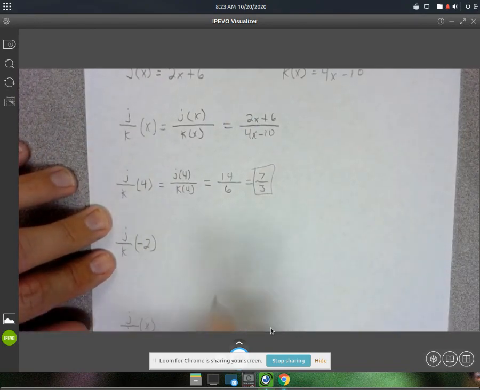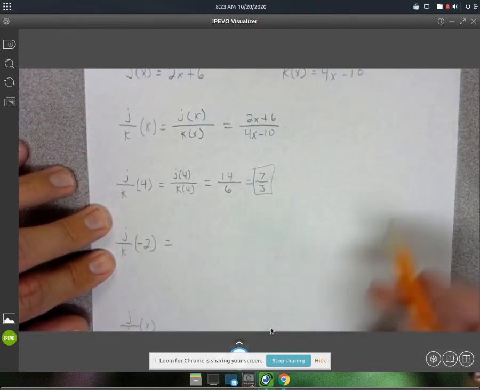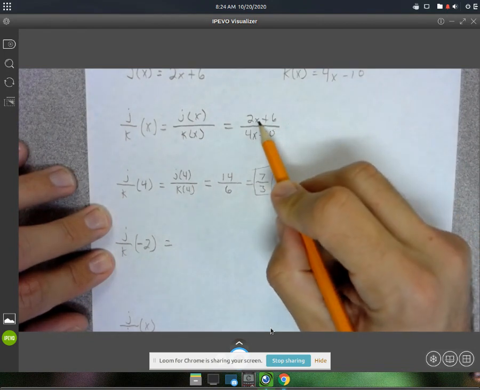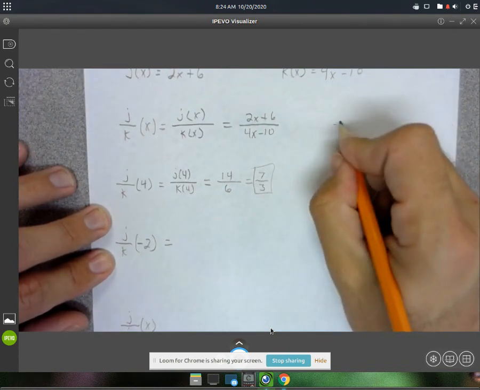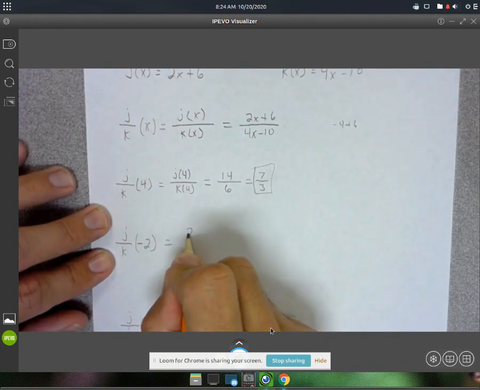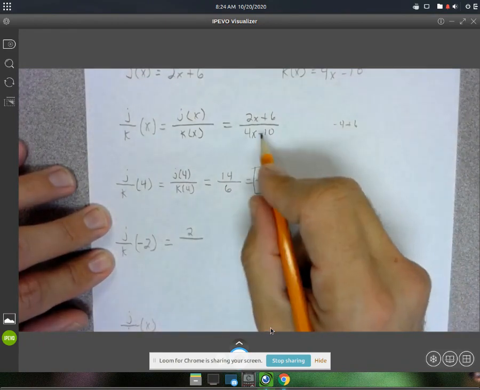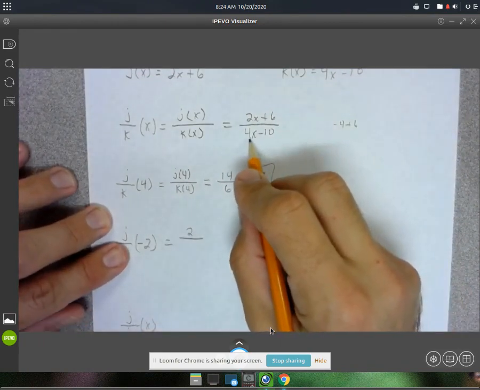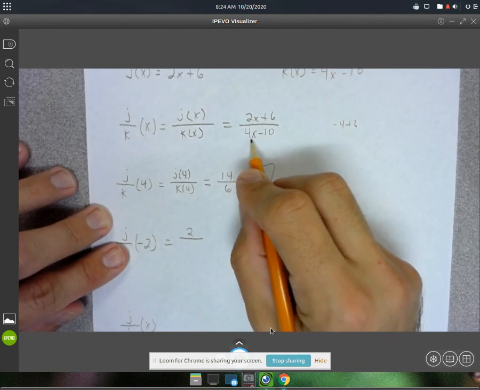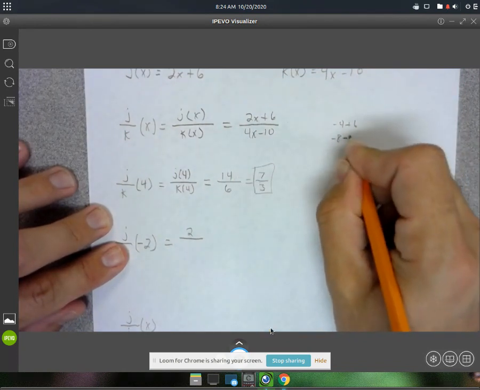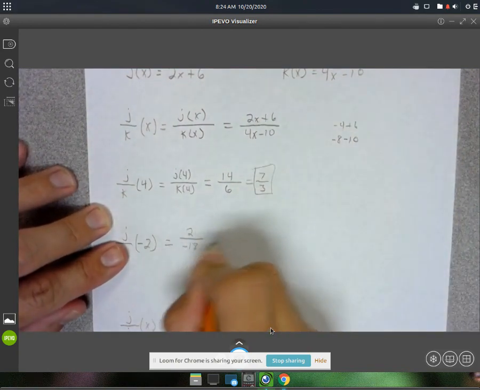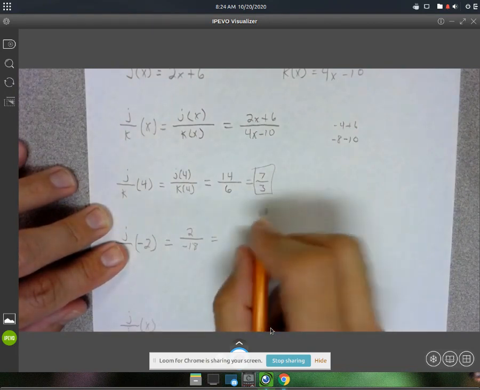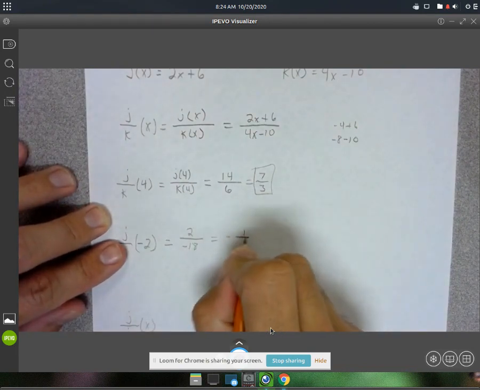For j over k of negative 2, we're plugging in negative 2 for x this time. 2 times negative 2 is negative 4, and then negative 4 plus 6 is positive 2. And we're plugging in negative 2 for x this time on the bottom. 4 times negative 2 is negative 8, so we got negative 8 minus 10. That's negative 18. Again, those will divide by 2, and you'll get negative 1 over 9.